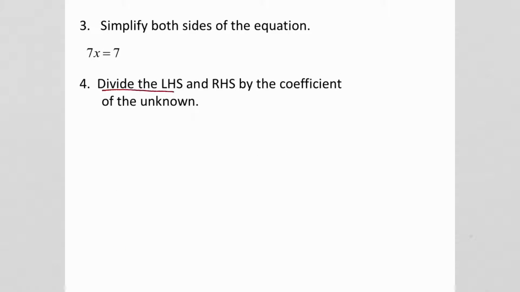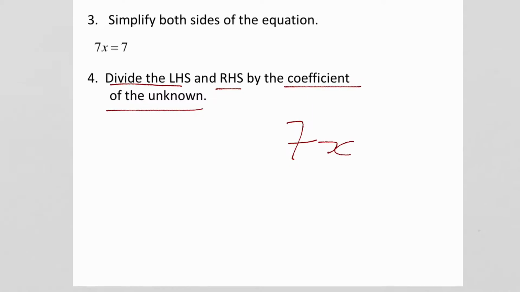Now onto the fourth step. Divide the left hand side and the right hand side by the coefficient of the unknown value. Now the coefficient is basically the value next to our unknown. In this case 7x, right? x is our unknown, and 7 is our coefficient. The coefficient is an algebraic term to describe a number or letter next to an unknown value, which is x in this case. So that's what a coefficient is.